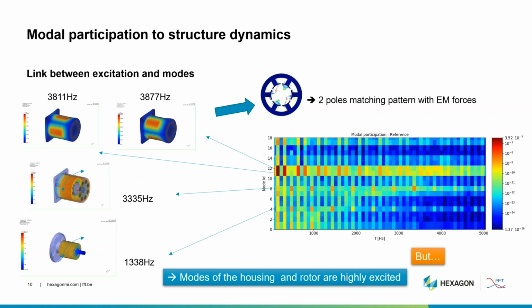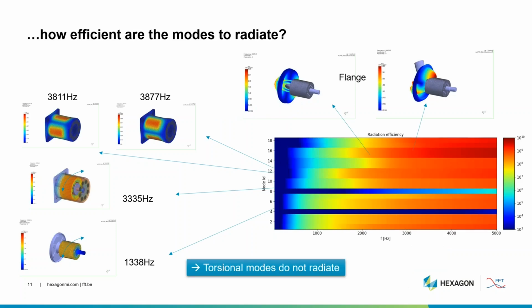So some modes of the housing and rotor are highly excited. But it's not enough to understand what's really happening. What we need to look at is also whether one specific mode, even if it's highly excited, is able to efficiently radiate noise. For that, we are looking at another indicator available in Actran that consists in the radiation efficiency of each of the structural modes. This allows us to also filter the problematic modes. In particular, we can understand that some torsional modes are not at all able to radiate.